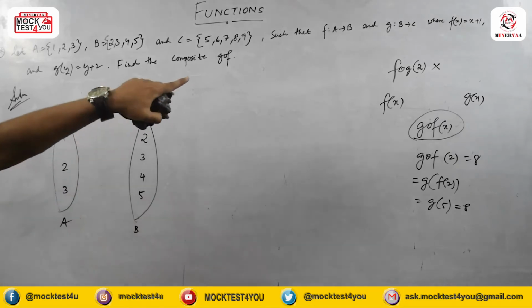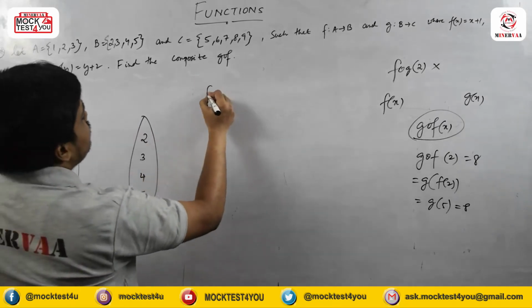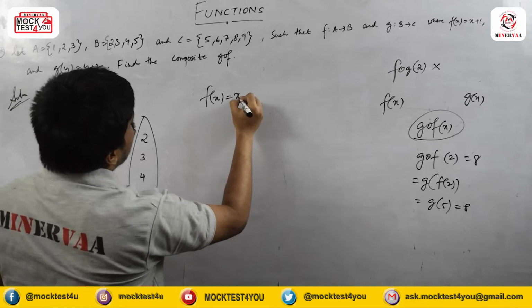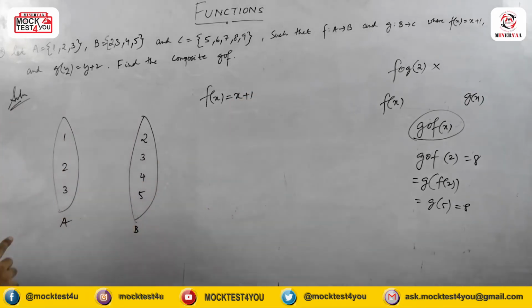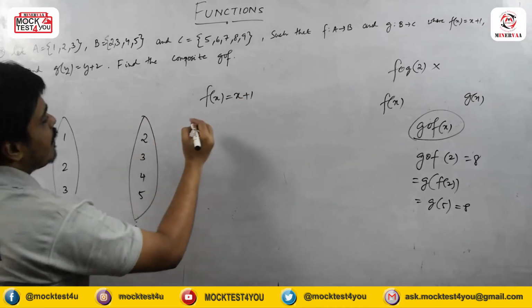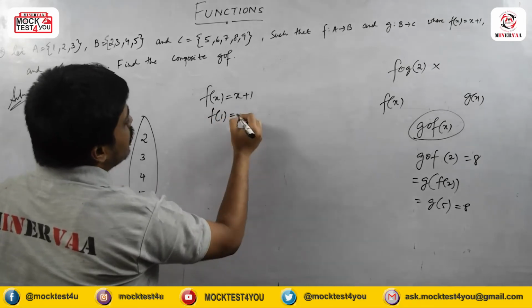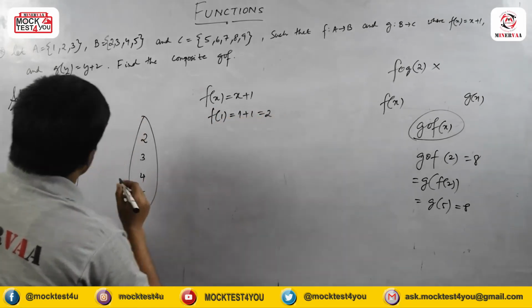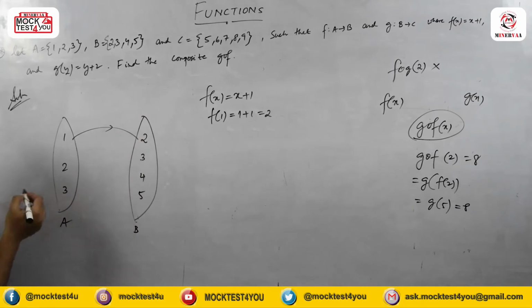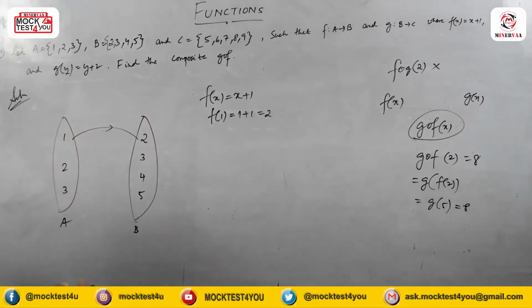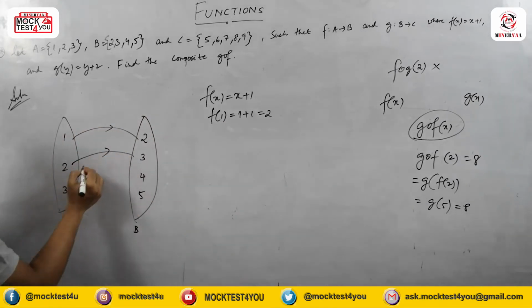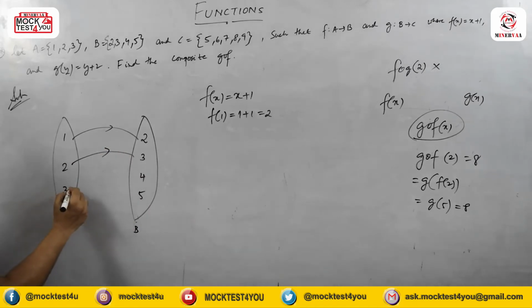So here the function f(x) is given by x plus 1. f(x) is equal to x plus 1. First of all, what is f of 1 equal to? f of 1 is equal to 1 plus 1, that is 2. So 1 is mapped with 2. In the same way, f of 2 will be 2 plus 1, that is 3. Then 3 plus 1 will be 4. This is how we do the mapping.